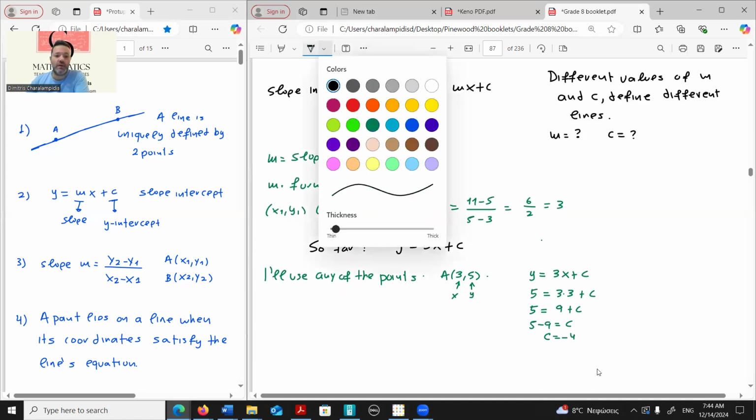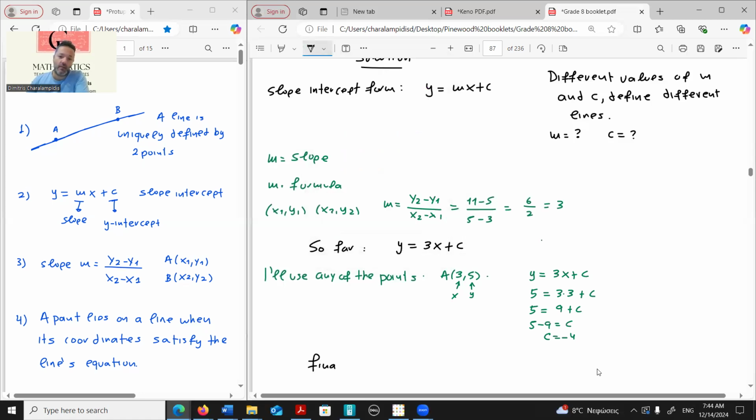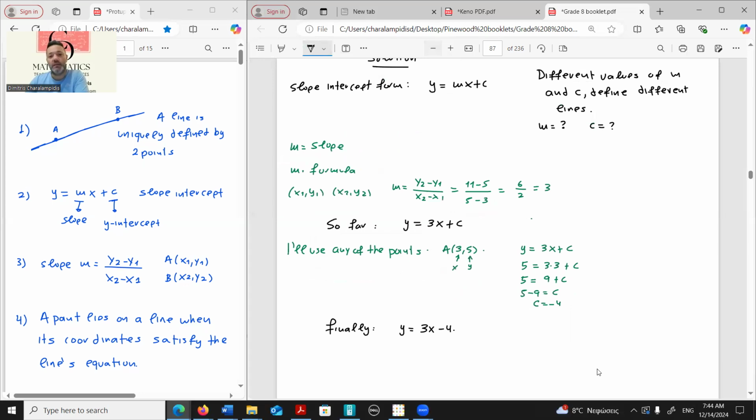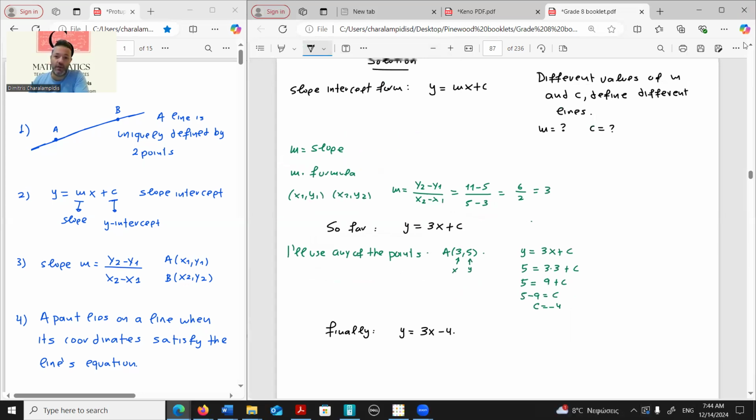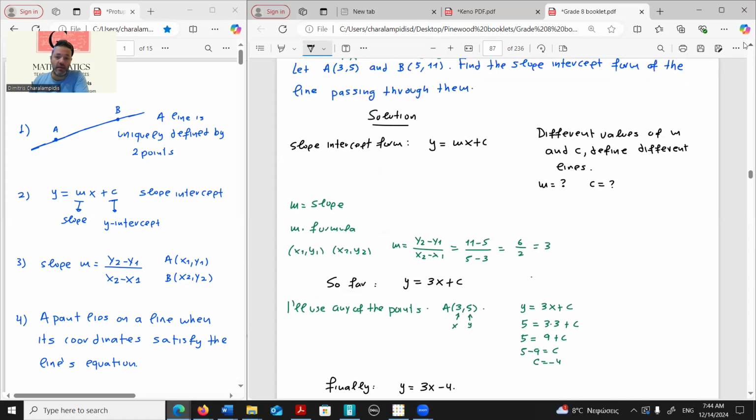We know that finally the line is y equals 3x minus 4. And that is all. It is an exercise that is totally based in theory. We need to know all the steps, but looking back, we can see that it is something very doable.